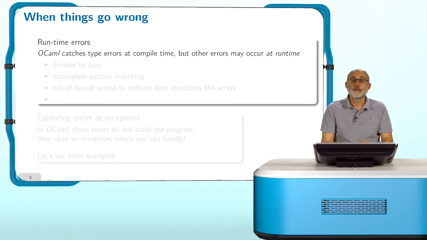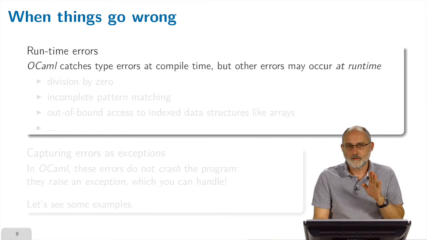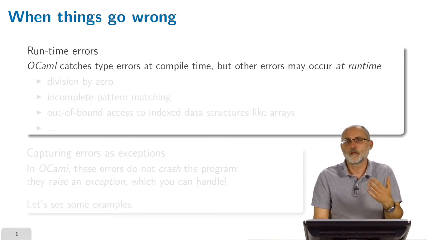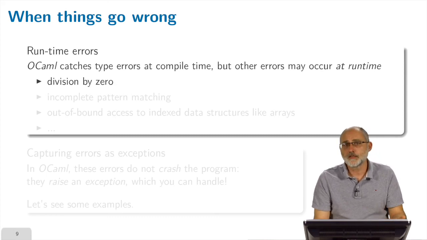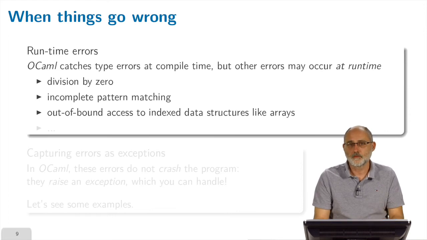But it is very interesting to know that in the OCaml system, many runtime errors are also caught as exceptions and returned to you as exceptions that you can manipulate. Well, you remember, in OCaml, the type errors are caught at compile time, but there are many other errors which are not type errors. They cannot be caught at compile time. Okay, so these are runtime errors. Typically, divisions by 0, incomplete pattern matching, out-of-bound access to mutable data structures, and many others.